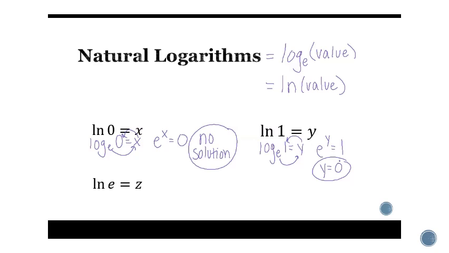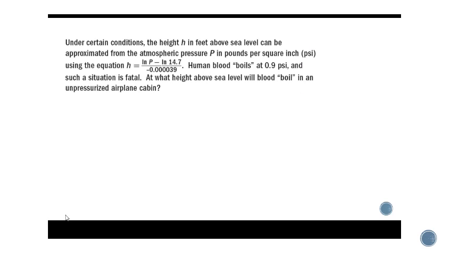And then looking at our last one, rewriting again, we have log base e of e is equal to z. Looping around, we write e to the z power is equal to e. But remember that e has an invisible exponent of 1, so z must equal 1. Okay, so just an application of a different logarithm property.